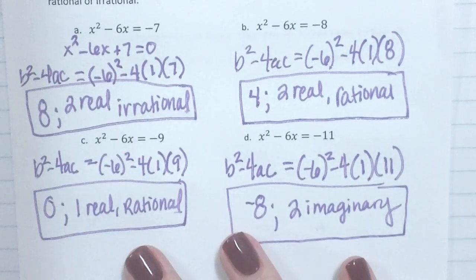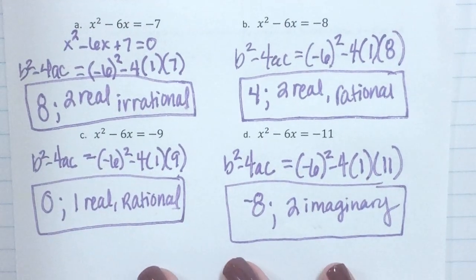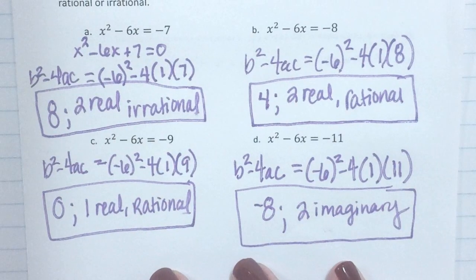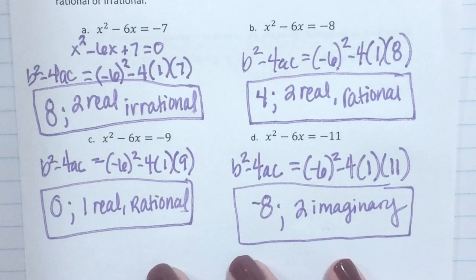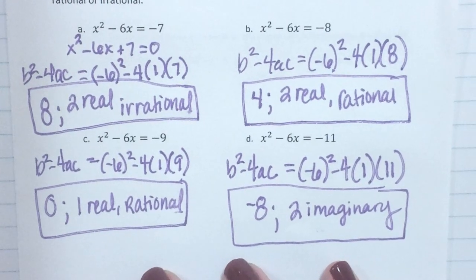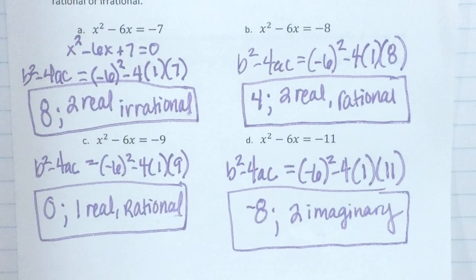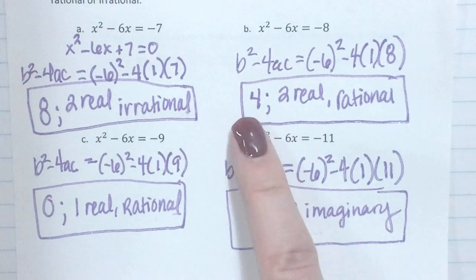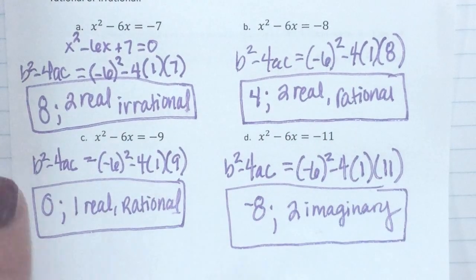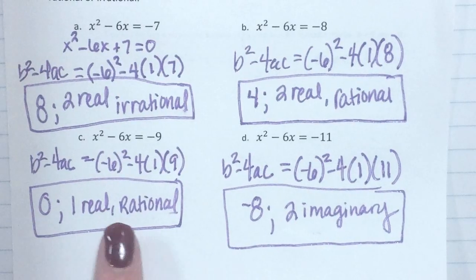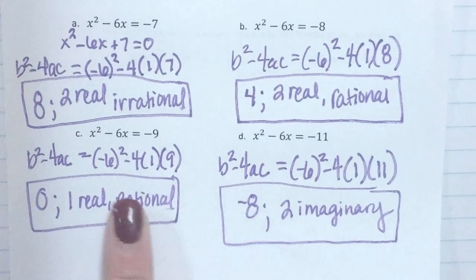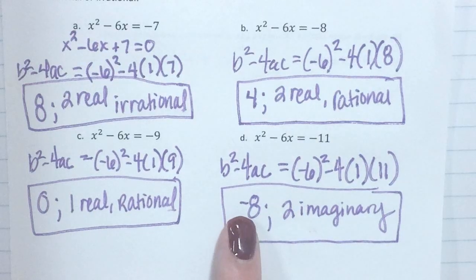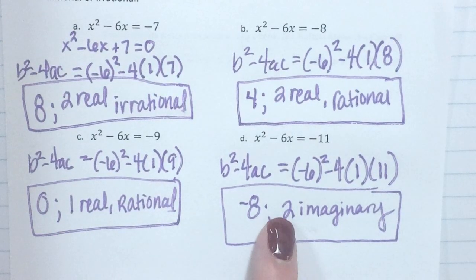All right. Are we ready? These kind of were, all you had to do was change C, right? They're all the same. Okay, here's what we should have. Check yourself. Part B, discriminant was 4, so there's 2 real rational solutions. Part C, discriminant was 0, so there was 1 real and rational solution. And D, it's -8. That means there are 2 imaginary solutions.